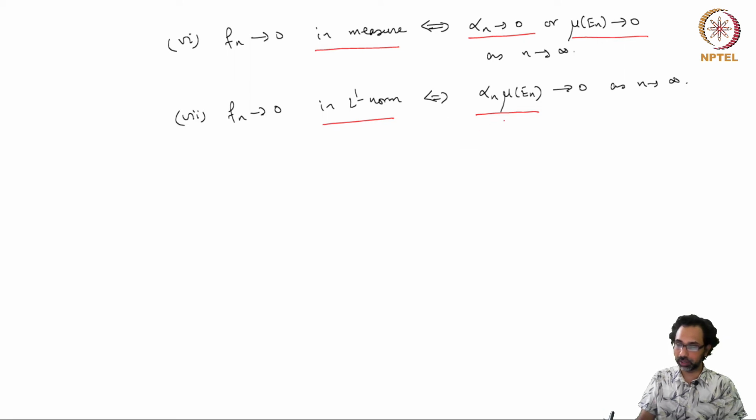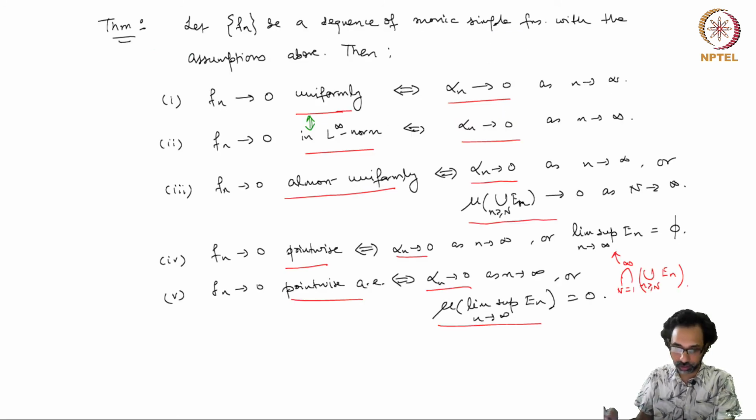Now this is actually quite easy to see, the last one, because this is simply the L1 norm of Fn for each n. So this one is almost trivial. I will only do the cases for convergence in measure and convergence almost uniformly, and the rest I will leave as an exercise. So let's see the proof for these two cases.